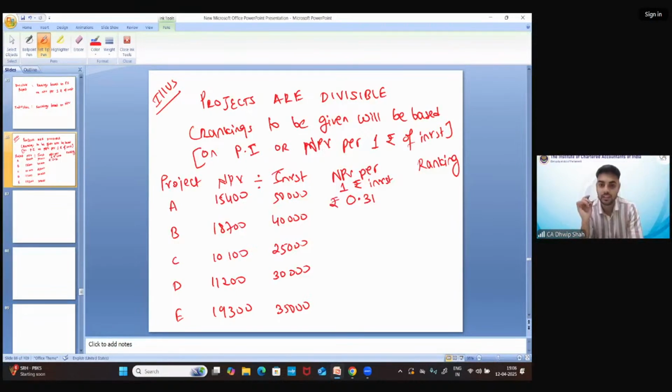Are you following? This is how you interpret. Project A's NPV is 15,400. Investment is 50,000. So 1 rupee of investment in project A is generating 0.31 rupees of NPV, yeah? Not PVCI. 0.308. Likewise, help me in calculating NPV per 1 rupee of investment for other projects.